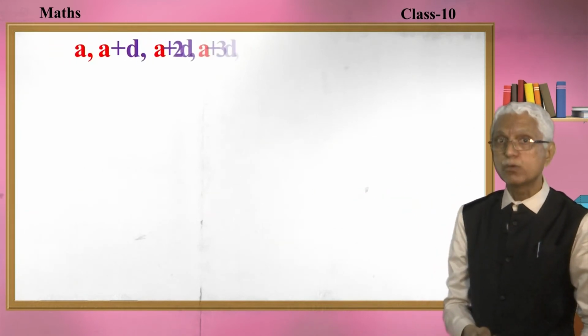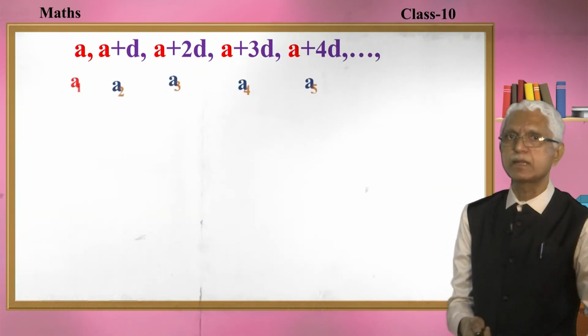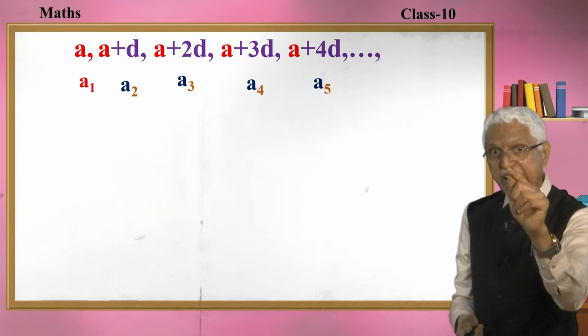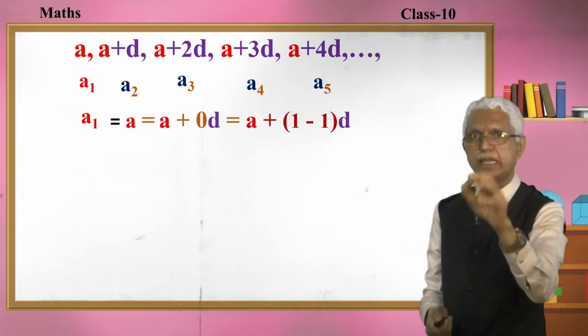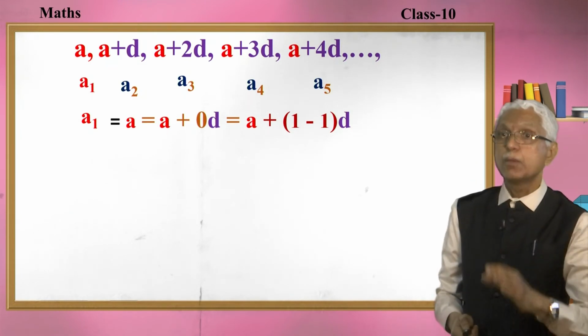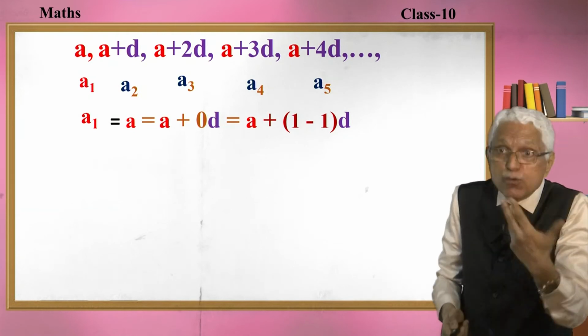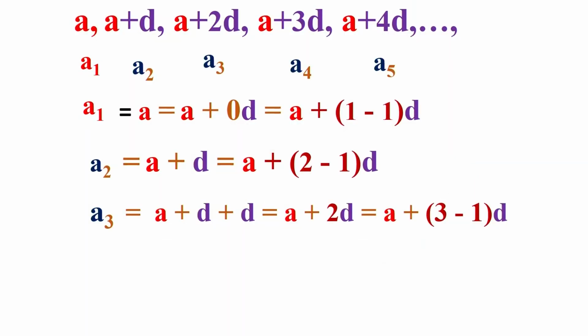What am I going to do now here? The general form of an AP is A, A plus D, A plus 2D, A plus 3D, A plus 4D. Correct. A is the first term in that. I will denote it by A1. A plus D is the second one, A2, A3, A4, A5. Now, please have patience, give me a little time, because I want you to generalize the formula. I want you to find the formula to find any particular term of a given AP. First example, A1 is A. A can be written as A plus 0D. That 0D has no value, it remains A. For convenience, A is written as A plus 0D.